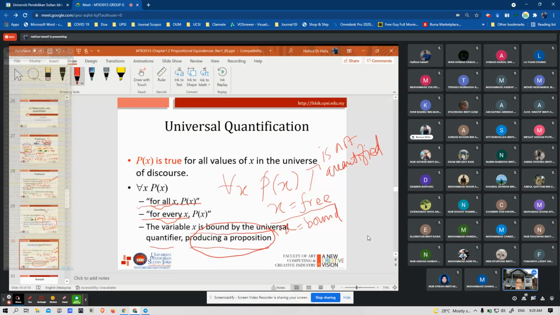Okay, and then when x is bound, when it is quantified, this one is different. The variable x in "for all x", for every x, is bound by the universal quantifier. And when x is free, it's not quantified. It's not bound.